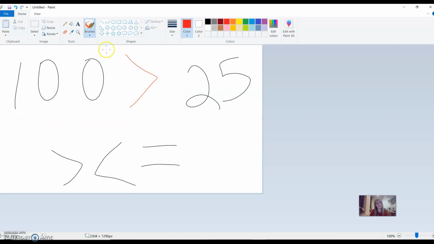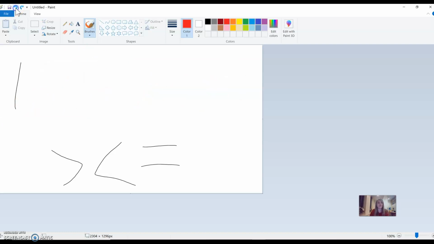With this symbol being greater than, have it opening towards the number that is bigger than the number that is smaller. You want the point facing the smaller number. Just start by comparing the number on the left to the number on the right. Now, let's do another example.